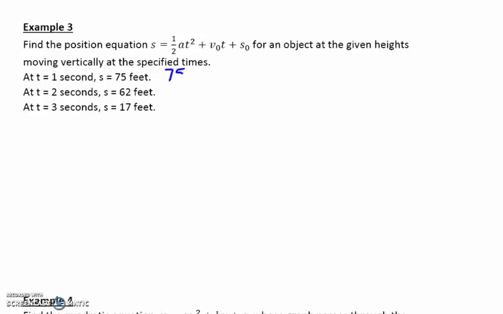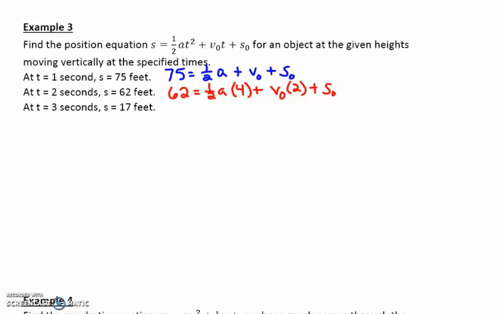So 75 equals 1/2 a. We know that t was 1. Plus v sub 0 times t, which was just 1, plus s sub 0. Okay? Then at 2 seconds, we know that it's 62 feet. So 62 equals 1/2 a, and then times t squared, so 2 squared is 4, plus v sub 0 times t, which was 2, plus s sub 0.